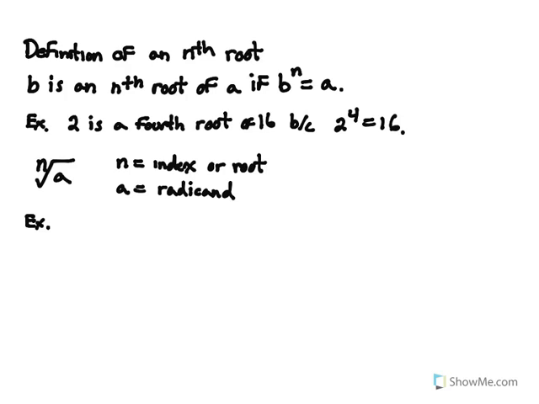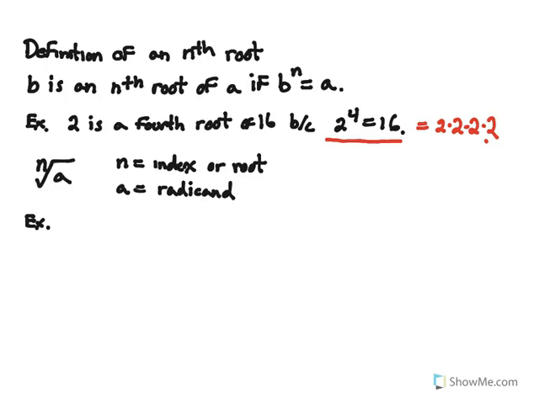So we want to look at the example 2 to the 4th power. 2 to the 4th power is going to equal 16. Why? Because 2 is the 4th root of 16, which means that you have 2 times 2 times 2 times 2. So essentially you have a number multiplied by itself 4 times, and that would be the 4th root.